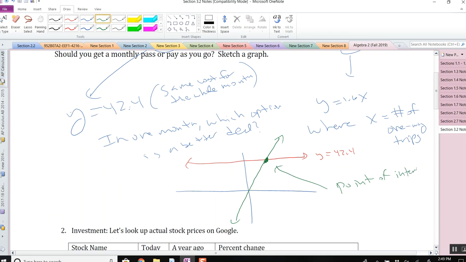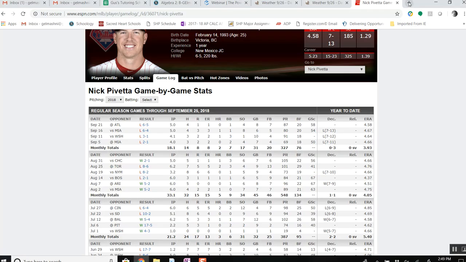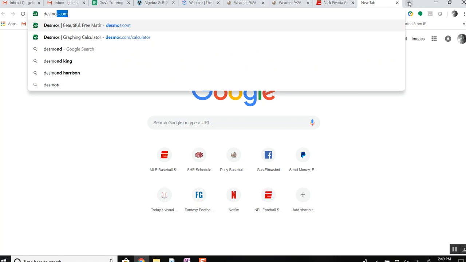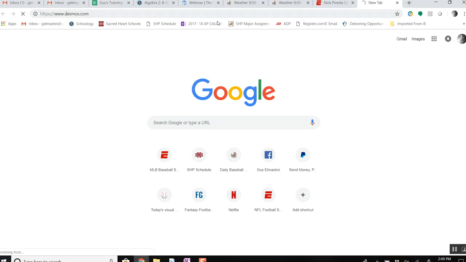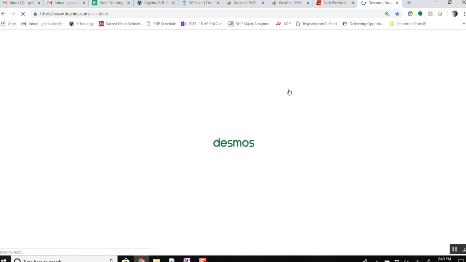Now, we talked about how you could do this in the graphing calculator, and you can do that, and you'll have to make an adjustment to your window. And actually, I'll do that in Desmos. You see I'm looking at baseball stats before I started this video. Anyway, so Desmos is working here.